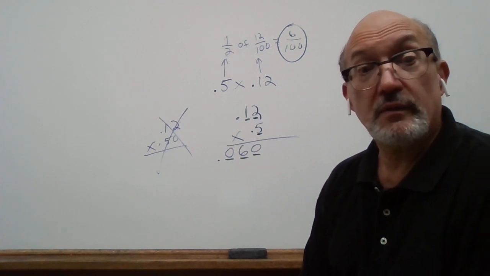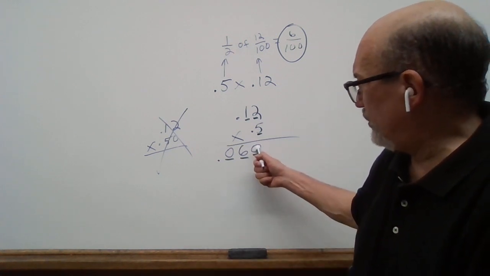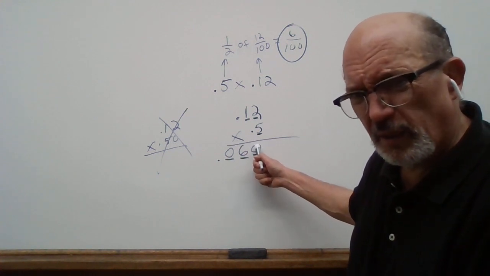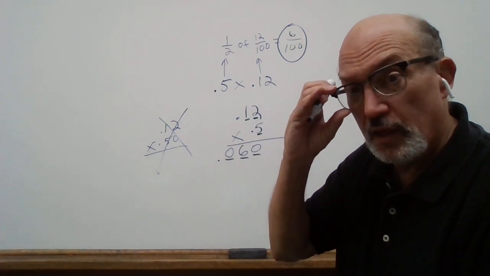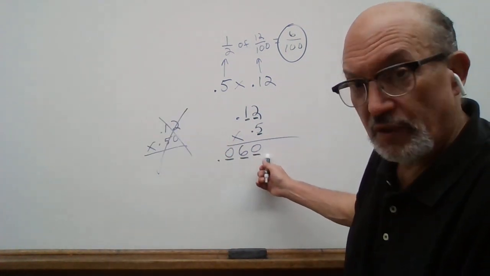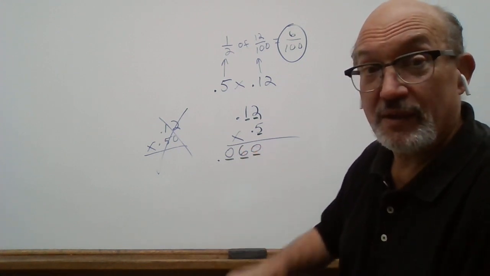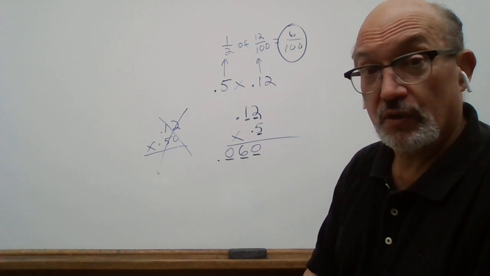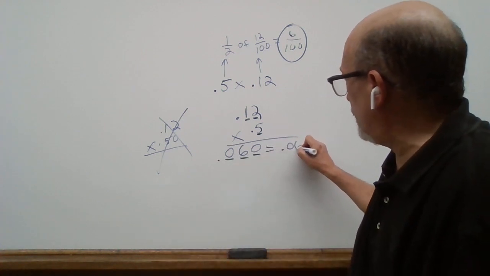and get 0.060. Of course, these zeros on the end of decimal numbers like that, because of the great truth of equal fractions, can be left out. This is 60 thousandths, 60 over 1,000, but that's the same as 6 over 100. So this is the same as 0.06.